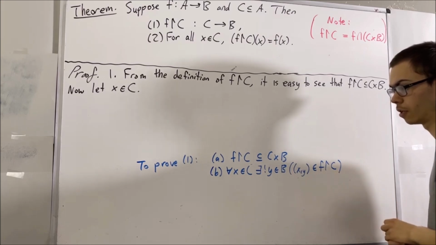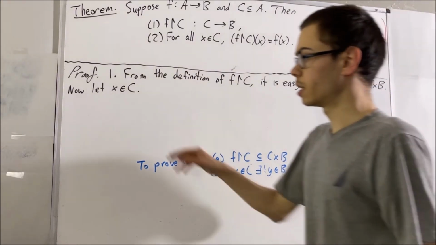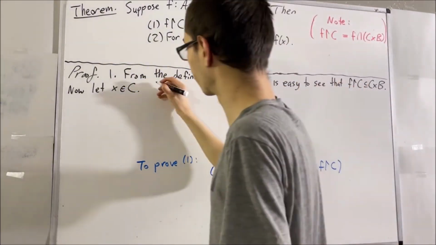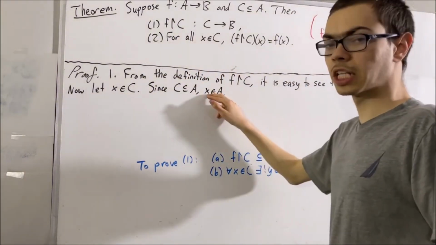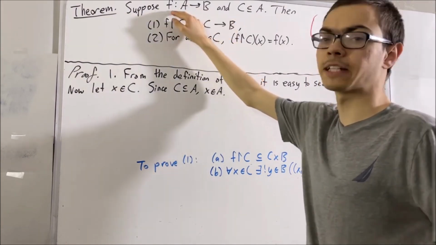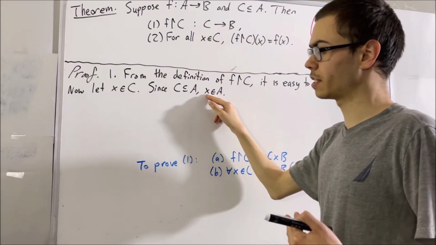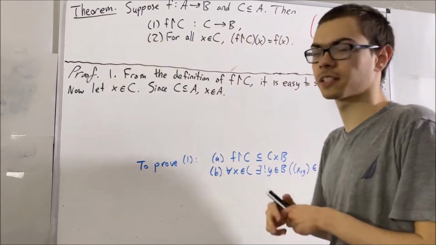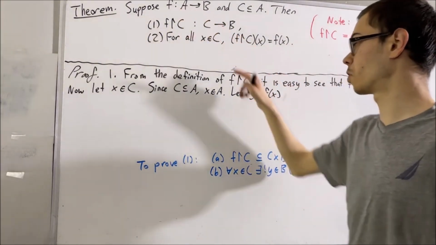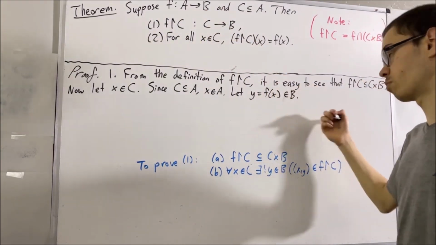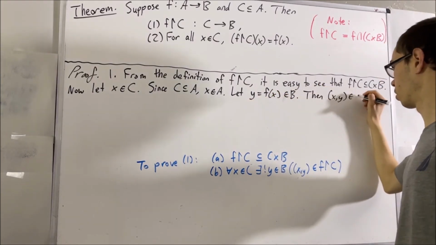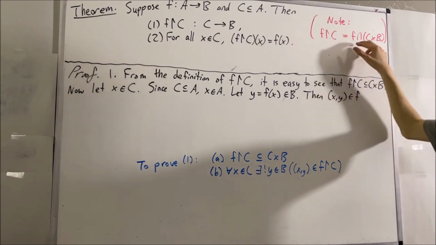Let's actually find an element in B such that x comma y is an element of f restricted to C. Okay, so to start, since x is an element of C and C is a subset of A, it follows that x is an element of A. But since f is a function from A to B, it follows that f has a functional value at x. We could say, for instance, let y equal f of x. And of course, y is an output value of the function f, so y is an element of B. And remember, this is another way of saying that x comma y is an element of f.